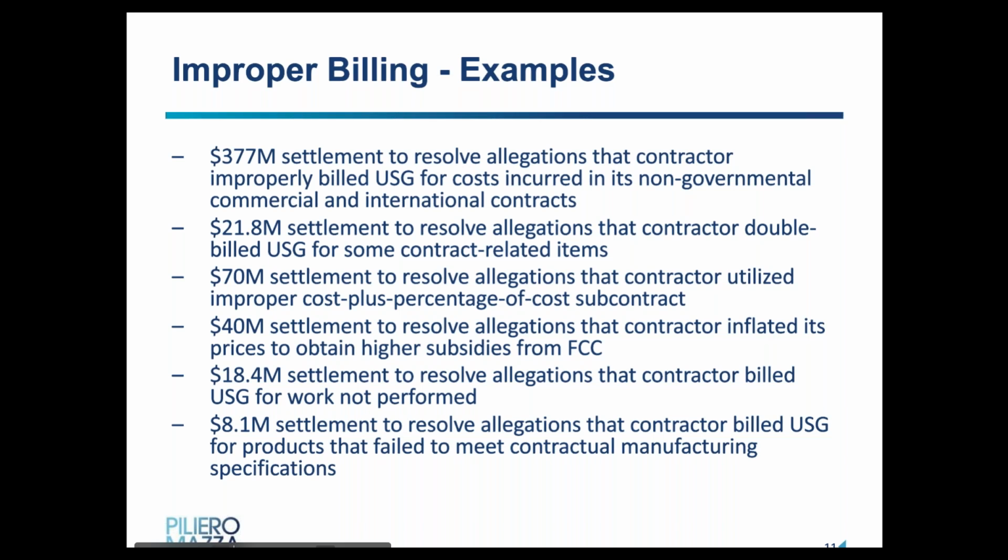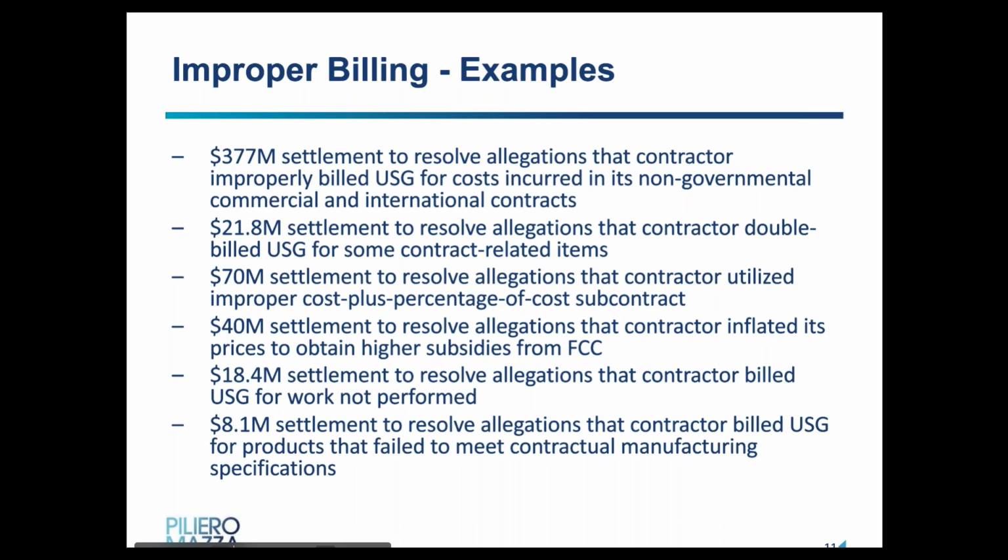Going down, there is an $18.4 million settlement to resolve allegations that the contractor billed the US government for work not performed. This related to the contractor's submission of invoices that included timesheet hours that were not actually performed. So this relates to just incorrect invoicing on the face of the invoice. The contractor was billing for hours that were not actually worked. So on the face of the invoice, it was incorrect, and that's where the falsity came from.